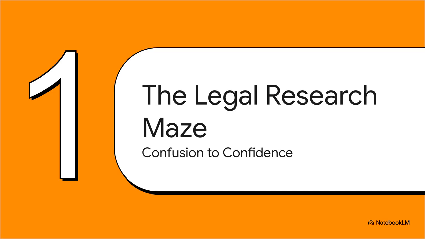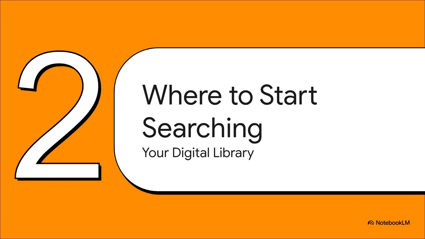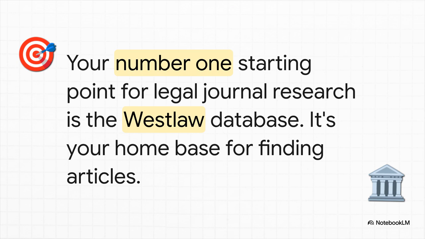All right, first up, the legal research maze. Let's start turning that confusion into some serious confidence. So, the big question, where do you even start searching? Let's open up your digital library and find the most important tools. And here it is. Your number one go-to primary starting point should be the Westlaw database. Seriously, think of this as home base for all your legal journal research. It's powerful, it's comprehensive, and it is hands down the most effective place to begin.